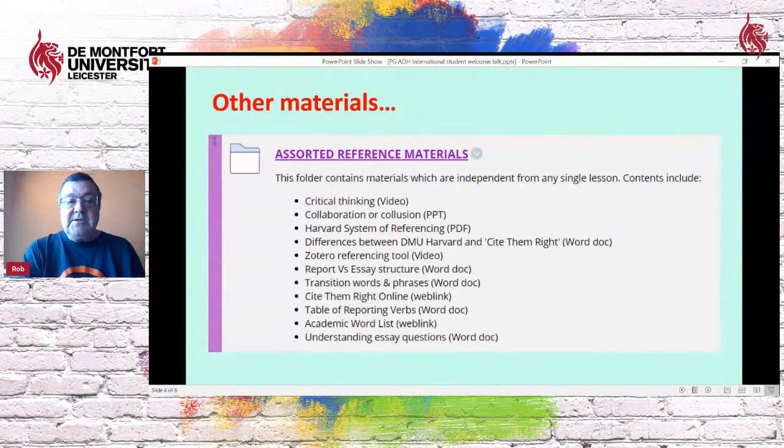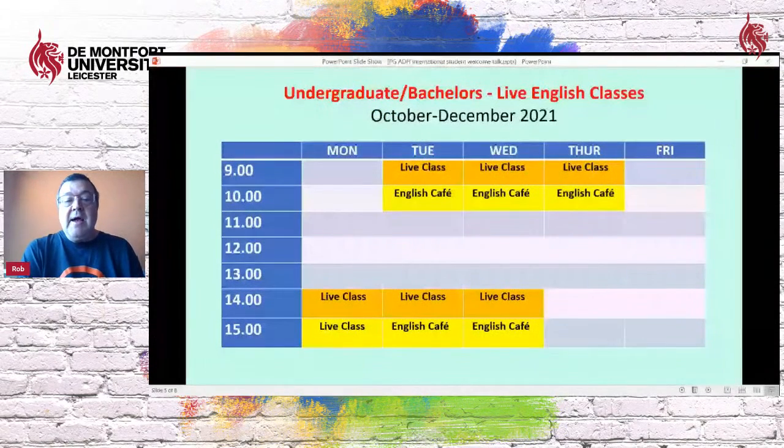Now, for undergraduate or bachelor students, we have classes on these days. As you can see, we've got Tuesday, Wednesday and Thursday morning, and we've got Monday, Tuesday and Wednesday afternoon. Now, these are all at UK time.